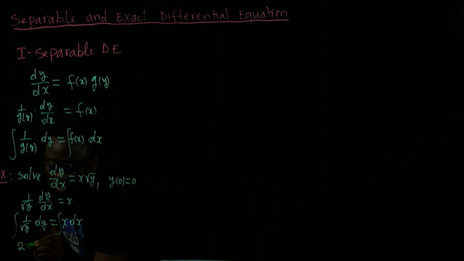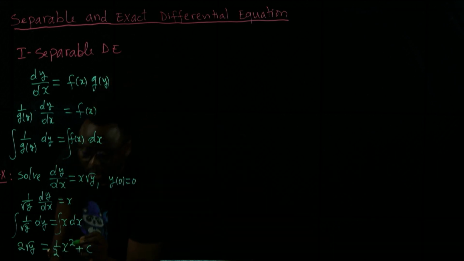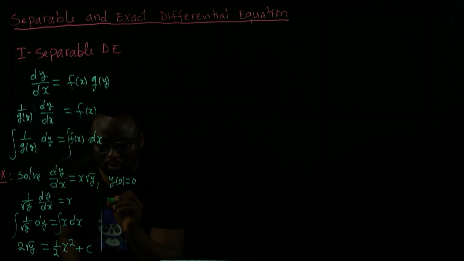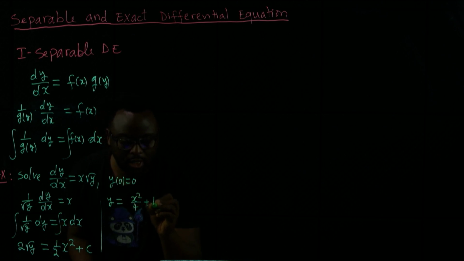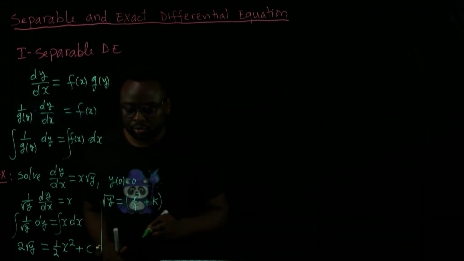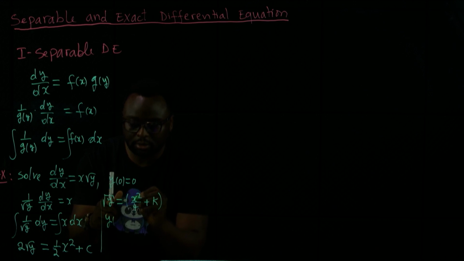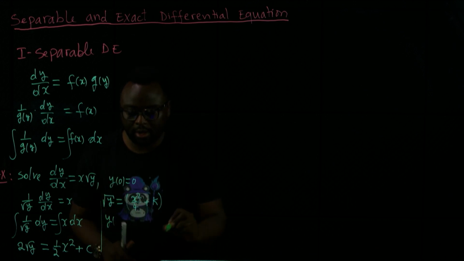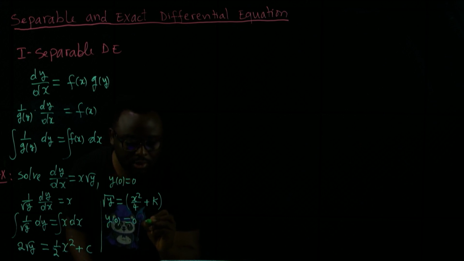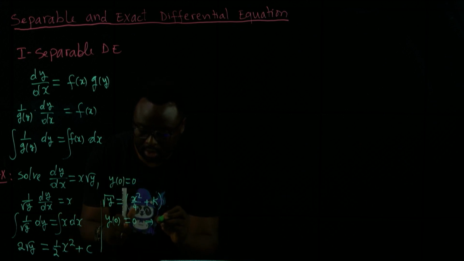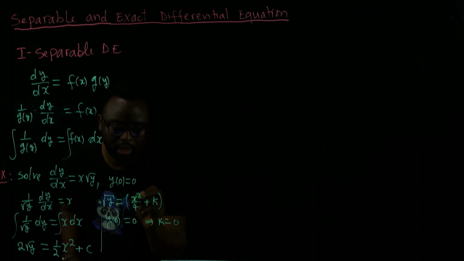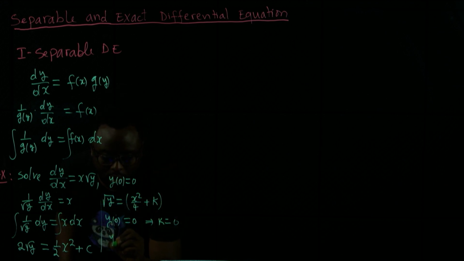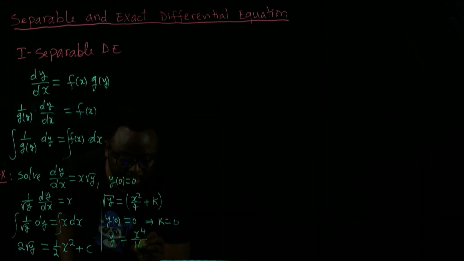If I integrate here and integrate here, we have 2 root of y is equal to half of x squared plus a constant c, okay? Or you can still rearrange this in such a way that square root of y is equal to x squared over 4 plus k. All right, if y of 0 equals 0, we can square this, and then the square root will vanish. So if you take y of 0 equals 0, this means that k is equal to 0. And in this case, the solution is square root of y is equal to x squared over 4. If you square both sides, you have y equals x to the power 4 over 16. So this is the solution.